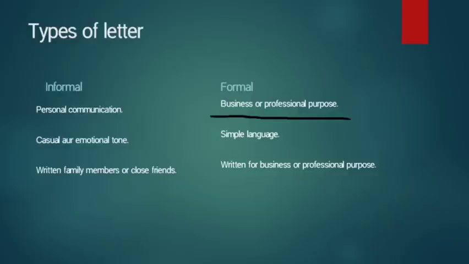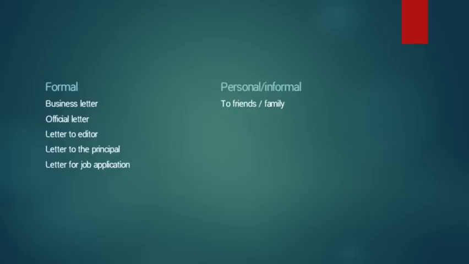Informal letters are written to family members or close friends, whereas formal letters are written for business or professional purposes. A formal letter can be a business letter, official letter, letter to editor, letter to principal, or letter for job application, whereas personal letters, as I've told you, are written to friends or family.